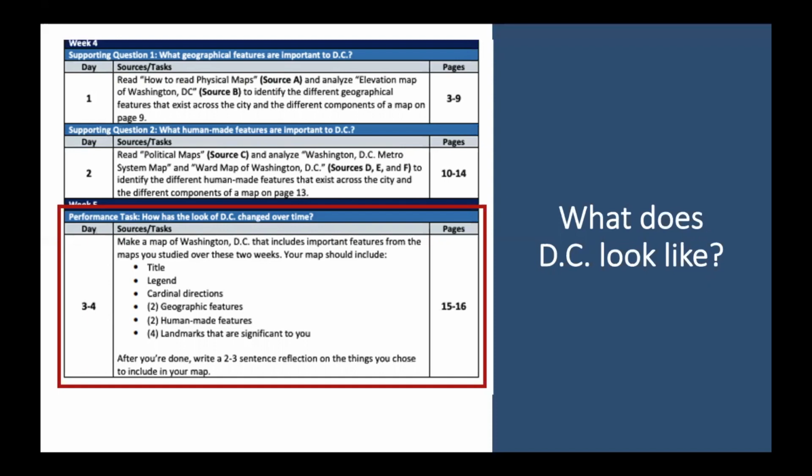If you would like, you can use any of your past classwork from DC history and geography to help you along the way. After you're done with your map, write 2 to 3 sentences to reflect on the things that you chose to include in your final product.